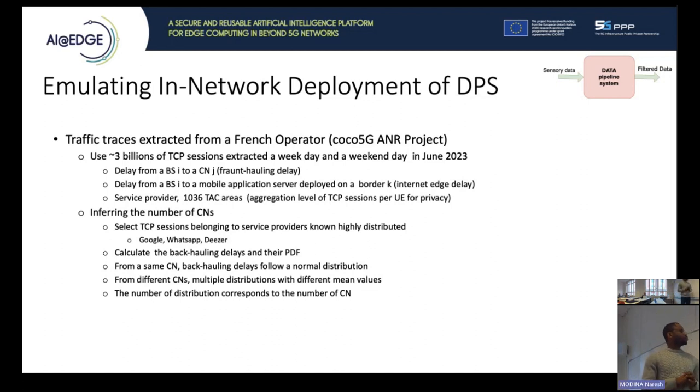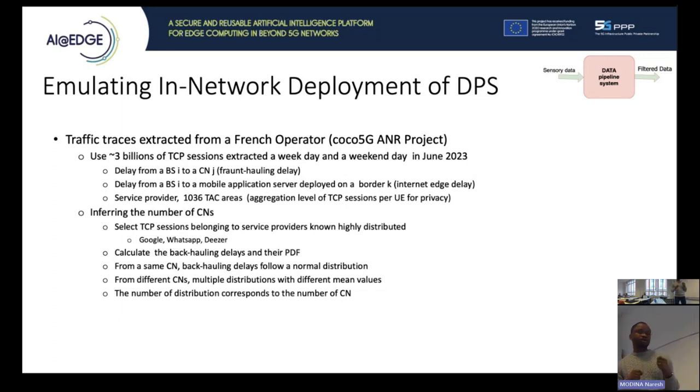So in order to determine the operator network, we need to infer the number of core networks. Using these data sets, what we did is select the TCP sessions that belong to service providers that are known to be highly distributed. That can be, for example, Google, WhatsApp, Deezer, and even Akamai. Then from these sessions, we calculate the backhauling delay and its probability density function. The backhauling delay is actually the difference between the internet edge delay and the front-hauling delay.